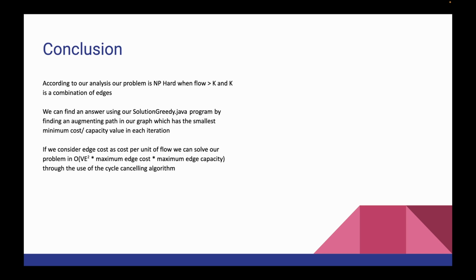This occurs when flow is greater than K, and K is a determined combination of edges where the graph is balanced. We can find an answer using our solution greedy.java program by finding an augmenting path in our graph which has the smallest minimum cost to capacity value in each iteration. If we consider edge cost as cost per unit of flow rather than cost of entire edge, we can solve our problem in order VE squared times maximum edge cost times maximum edge capacity through the use of our cycle canceling algorithm.